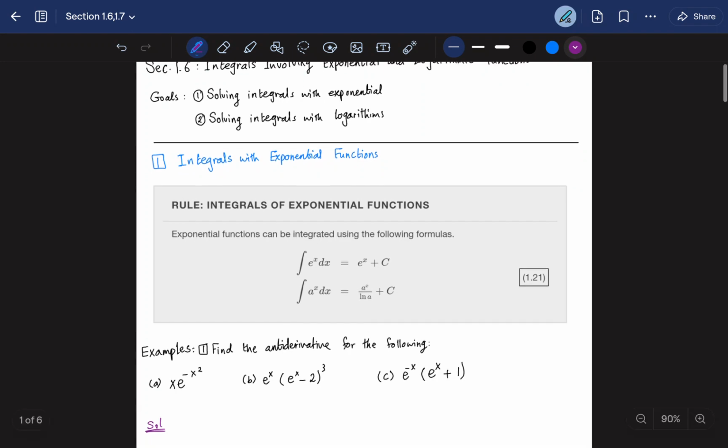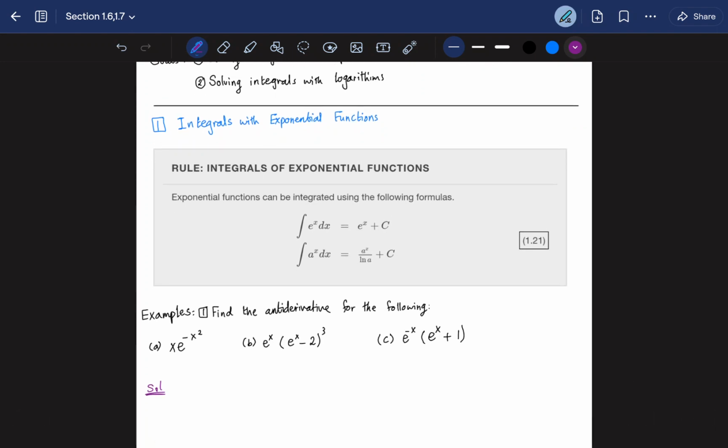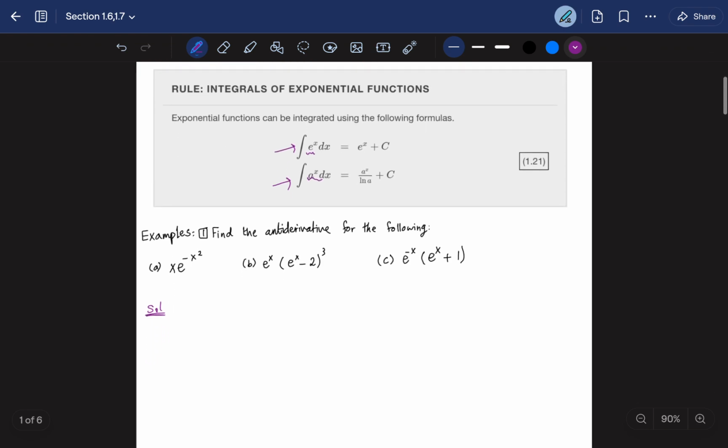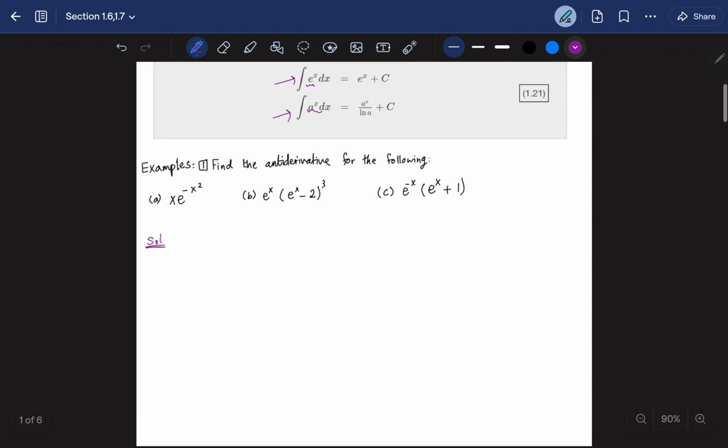So let's start with the main idea here, which is integrating exponential functions. When you have an exponential function, you're either going to use this formula or this one. The first one is when we have a special base, which is e, and the second formula is for any base a. I'm sure you've seen these before, and we did an example about it last time where we had an exponential function. So technically, these are just more applications, more examples on finding antiderivatives or definite integrals.